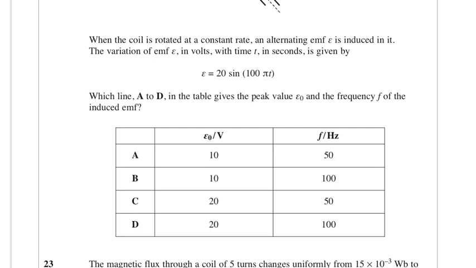So the peak would be 20, because that's what's multiplying the sine function. So let's get rid of the ones that don't say 20. And inside the sine function we have omega t, and omega is 2 pi f, so 100 is equal to 2 pi f. So 100 equals 2f, so f equals 50. So that's going to be answer C there.